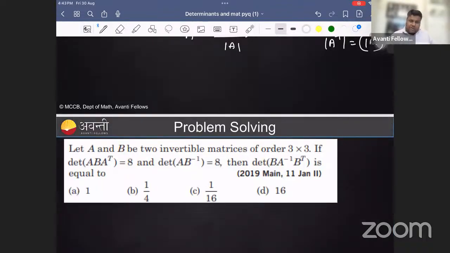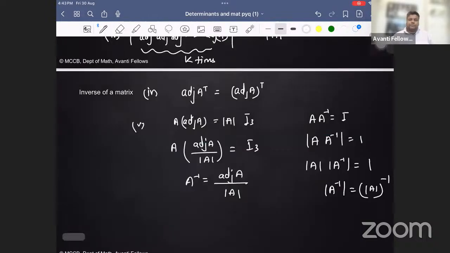A and B are two invertible. You just see it once. Check it, absorb it.